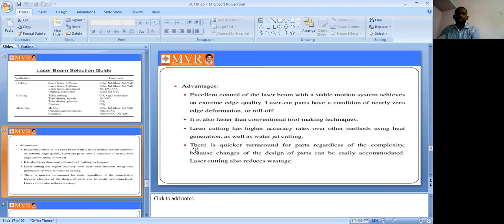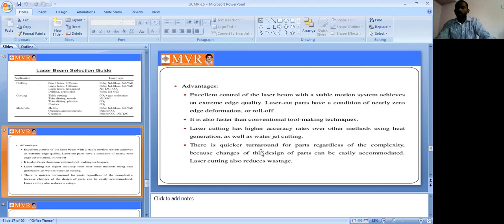In this process you can use heat generation, as well as water jet cutting, for laser beam machining. Next, it gives a quicker turnaround for the parts. For the cutting operation, or any kind of operation in laser beam machining, it is turned around quickly.